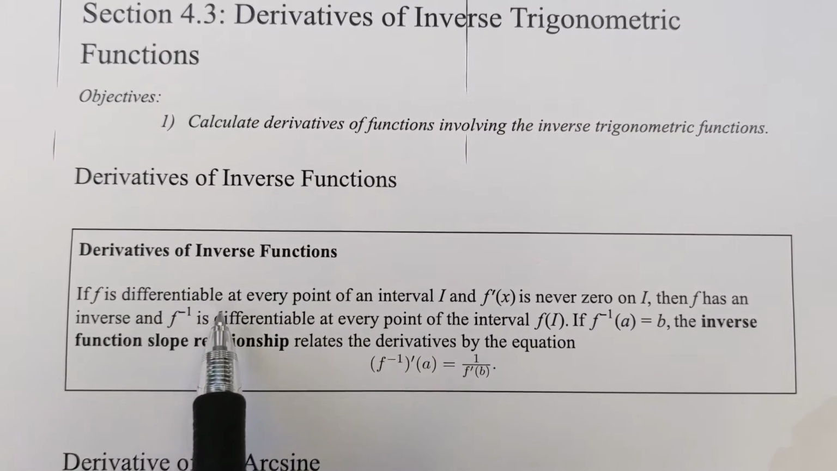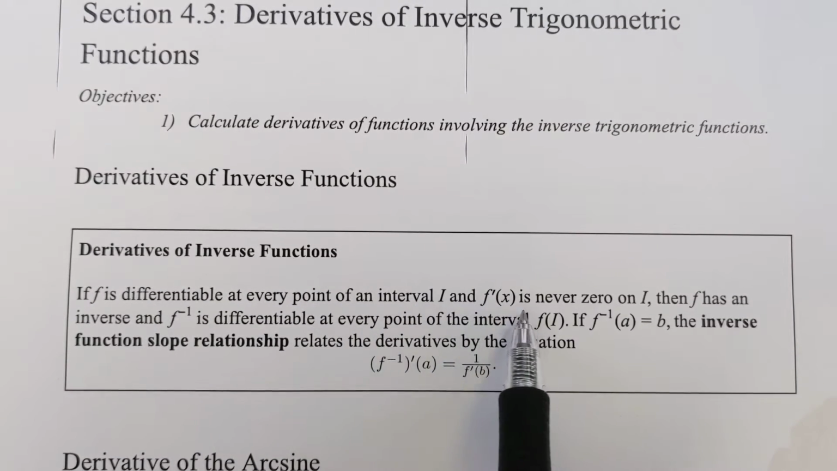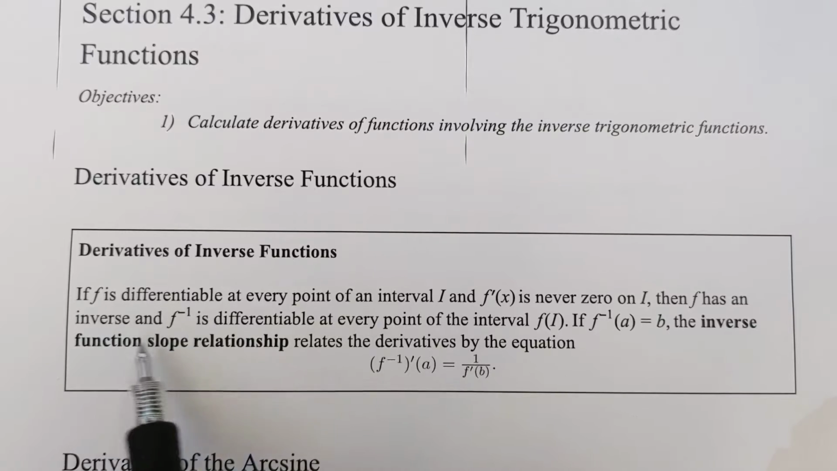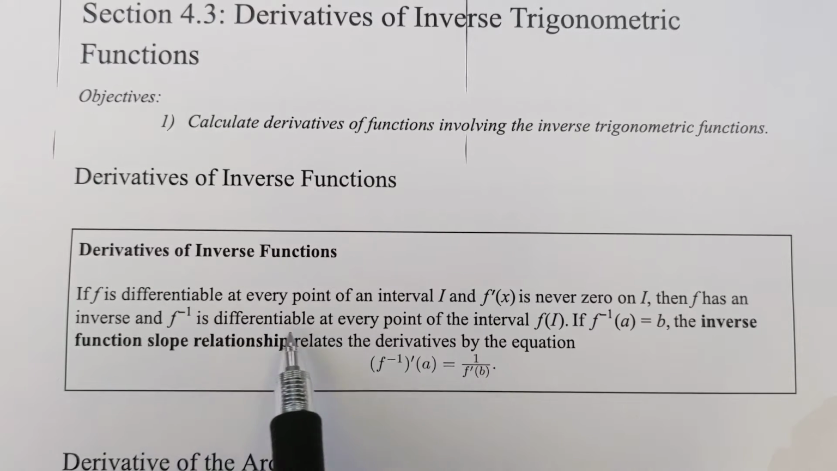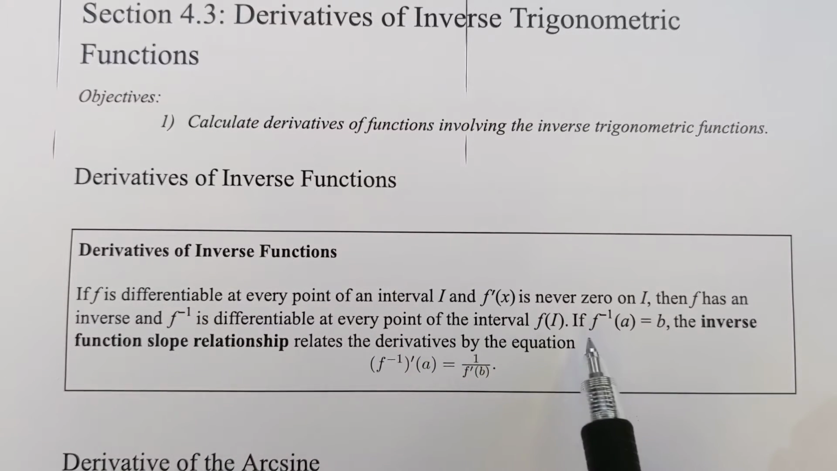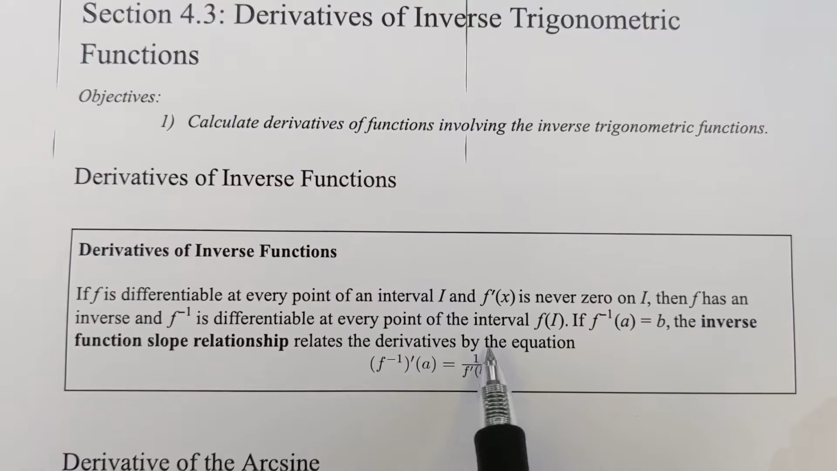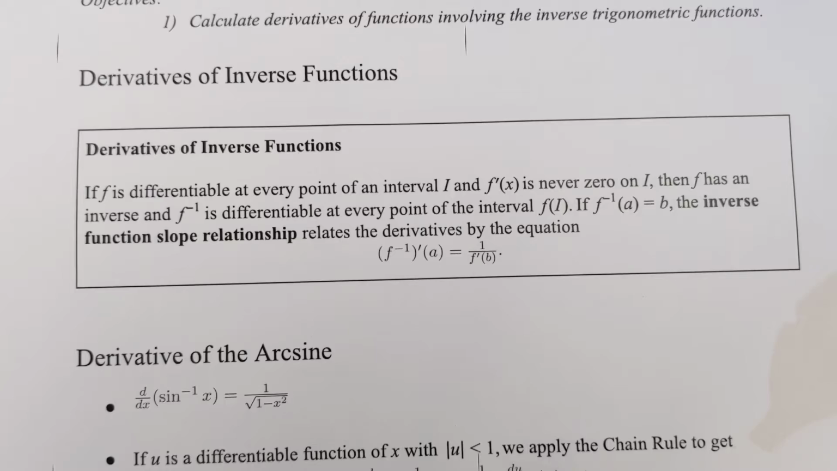So if f is differentiable at every point on the interval I, and f prime of x is never 0, then f has an inverse, and the inverse function is differentiable at every point on the interval I. If f prime of a is equal to b, the inverse function slope relationship relates the derivative by the equation: the derivative of the inverse of a over b is 1 over the reciprocal of the derivative at b. So that's your fun definition.